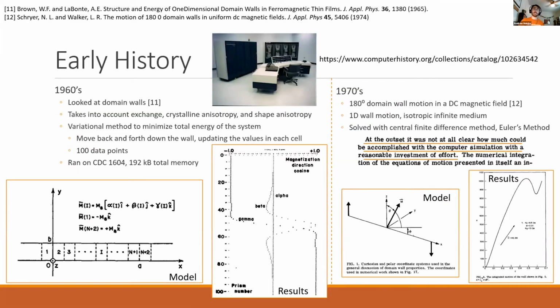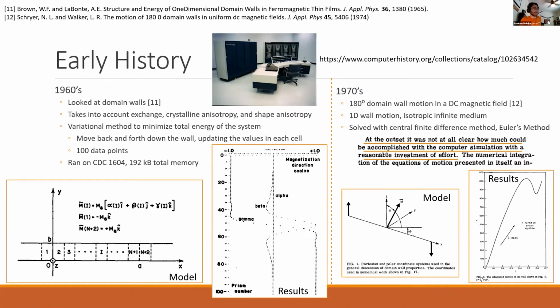People first started using computers to solve micromagnetics problems in the 1960s. They were looking at domain walls, but of course the problems were much simpler than we might look at today. These are one-dimensional problems generally, very few data points. You don't have a lot of memory for your computer. And I like this quote on the right side where they weren't even sure that it was going to be worth their time to run these simulations. It would just be a waste of effort.